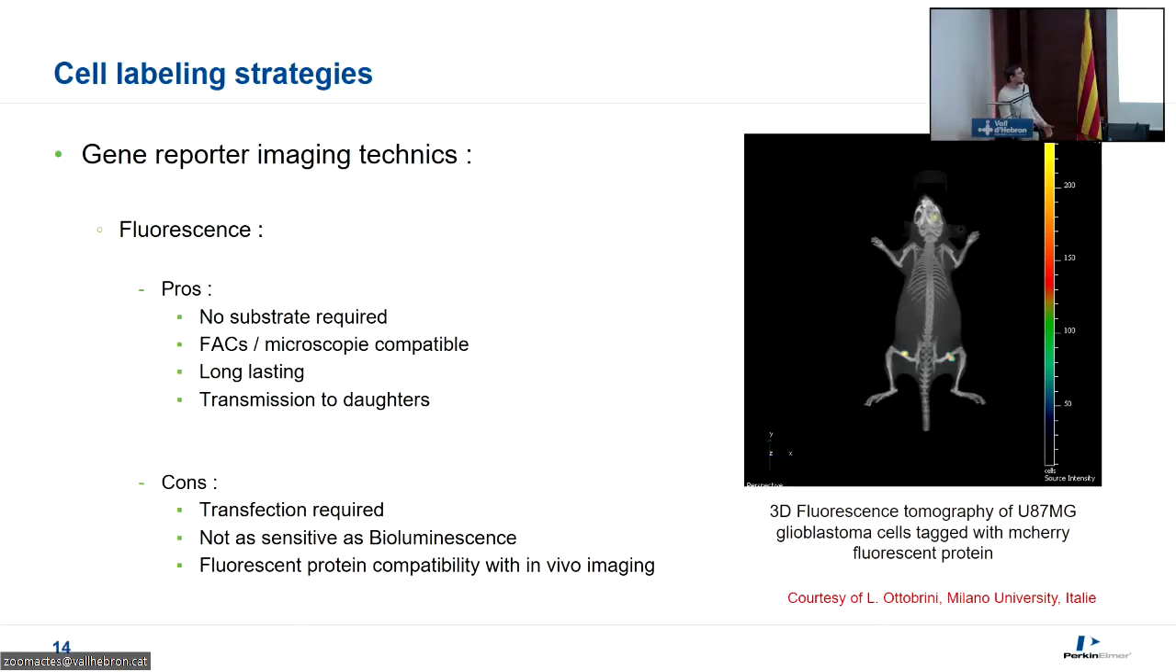Compatibility of fluorescent protein with in vivo imaging is not very great because most of them are not in the near-infrared window. So most of the fluorescent proteins are between the blue and up to orange, red. But when you are looking at really the near-infrared, there are just a few families like IRFP, TurboFP, but apart from those 2-3 fluorescent proteins, all of them are in the bad range. So not very nice in order to be used in vivo.